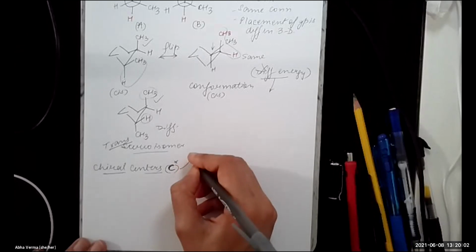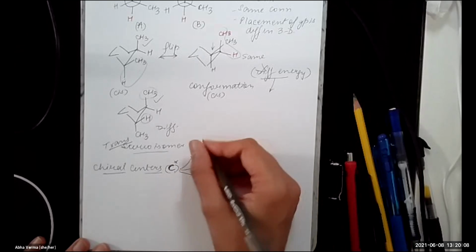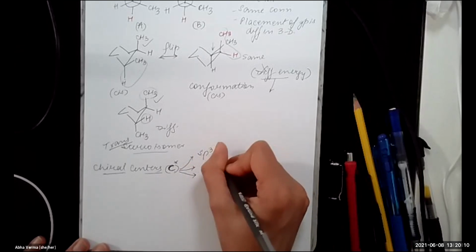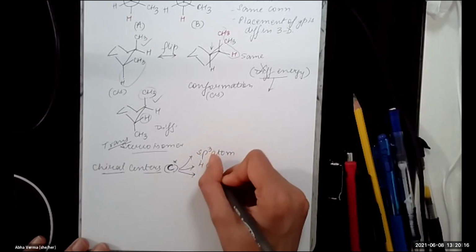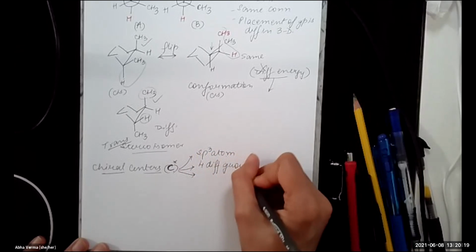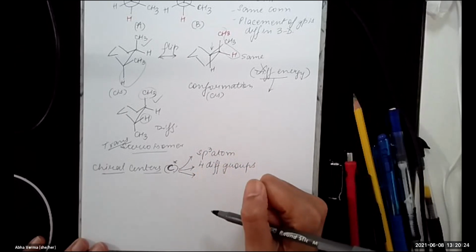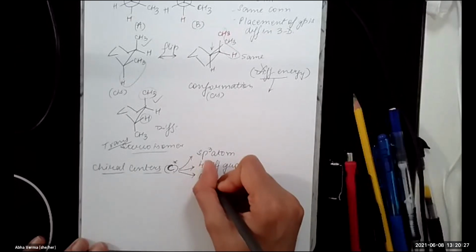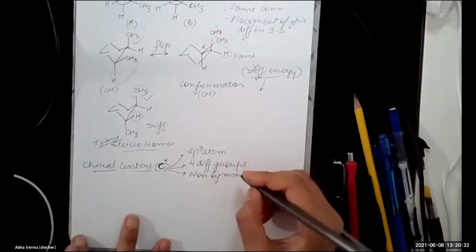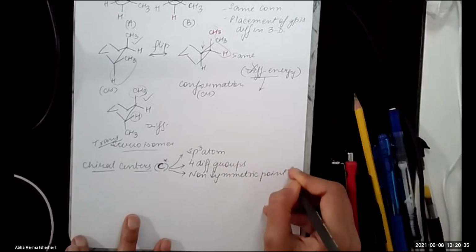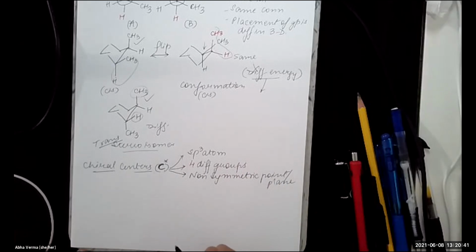There are 3 requirements that a chiral center must have. The first requirement is it has to be an sp3 atom. The second requirement is it must have 4 different groups on it. And the last requirement, and it has to fulfill all of these requirements: there should not be any symmetry. It should be non-symmetric, no point or plane.